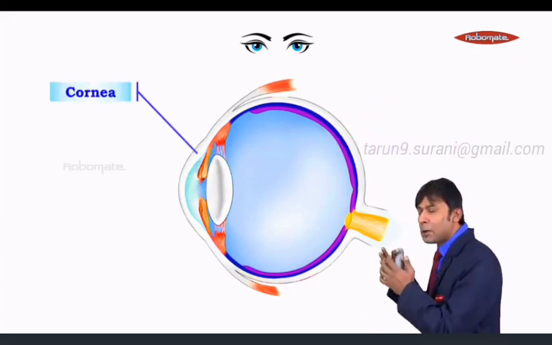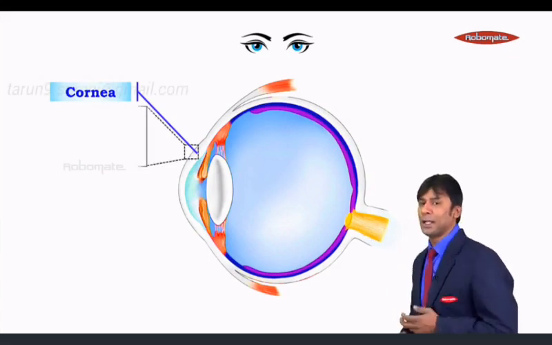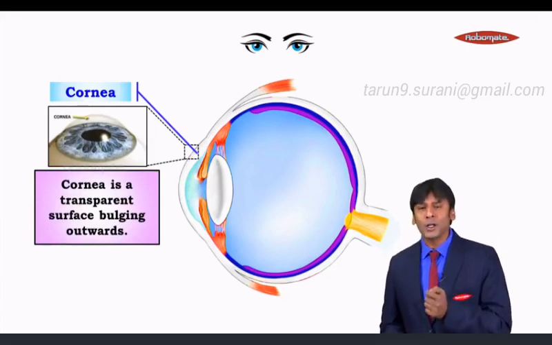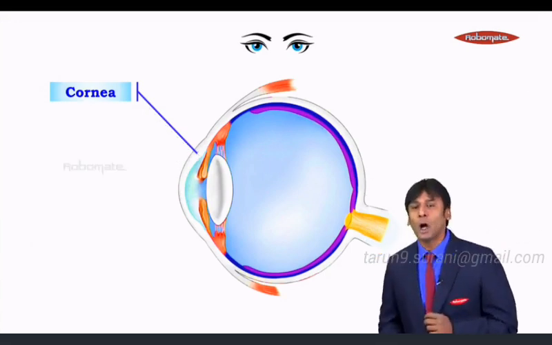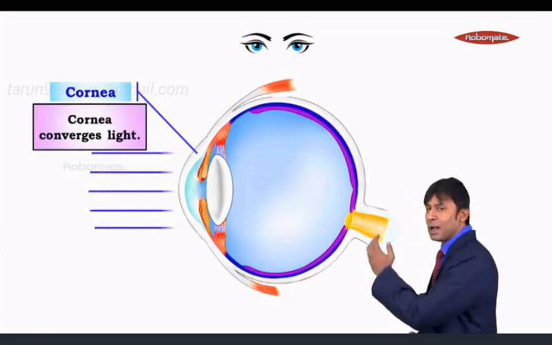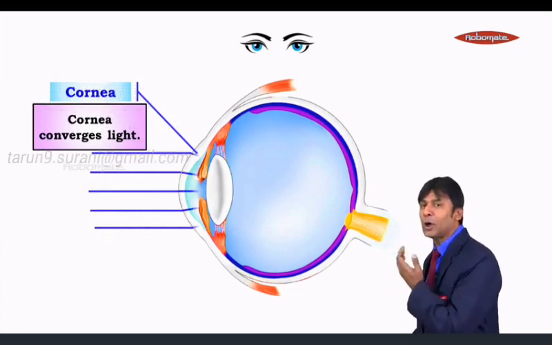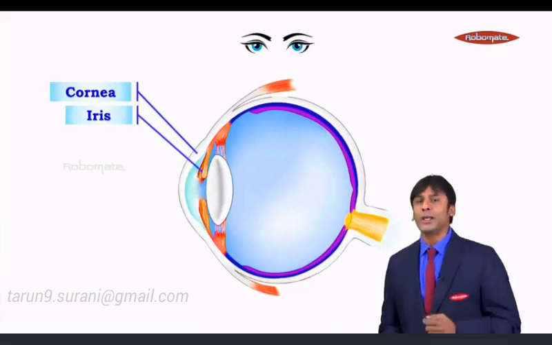Starting outside, right outside, the first organ which encounters light is the cornea. Now, what exactly is cornea? Cornea is a transparent surface bulging outwards. Now, as it is bulging outwards, the function of cornea is cornea converges light. That means when light enters our eyes, it hits the cornea, and after hitting the cornea, it converges and enters our eyes. The second organ is the iris.